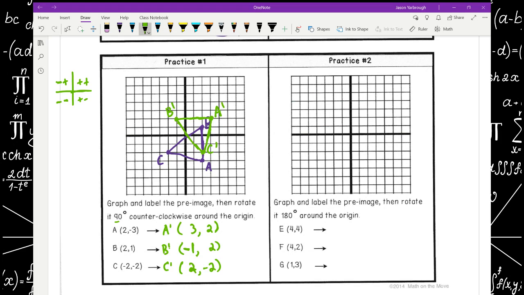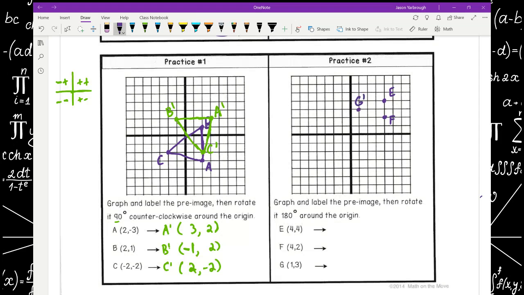Now, moving on to practice number 2. All right, let's go ahead and graph the original on this again. All right, this time it wants us to rotate it 180 degrees. So E is at 4, 4. F is at 4, 2. And G is at 1, 3. So here's our figure.